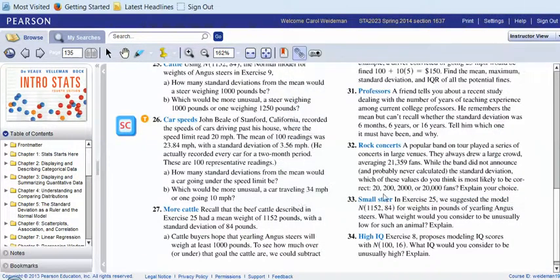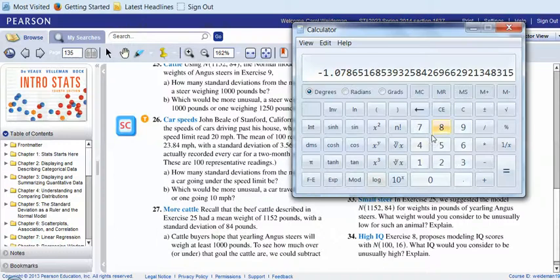And then the next question that they pose is, what would be more unusual, a car traveling 34 miles per hour or one going 10 miles per hour? We could do this two ways. We could do z-scores. So let's go ahead and find the z-score for the car going 10. So I take that number, subtract the mean, divide by the standard deviation, and we get, somehow I made a mistake, let's try it again, 10 minus the mean, 23.84, and then I want to divide by 3.56, the standard deviation. And so that car is about 3.89 standard deviations below the mean.